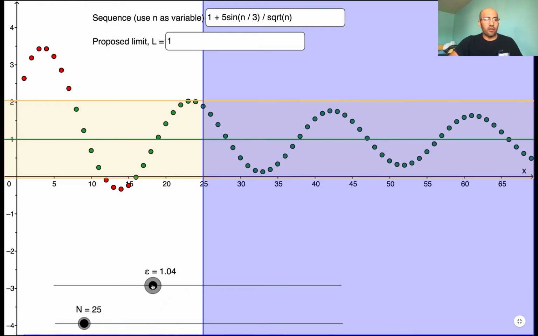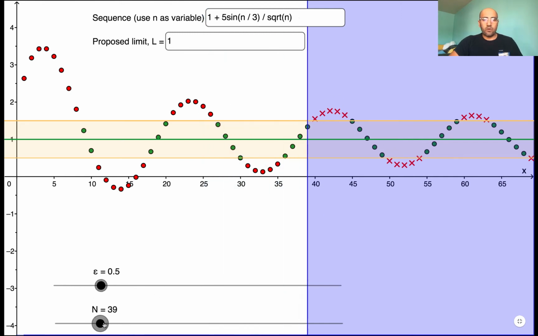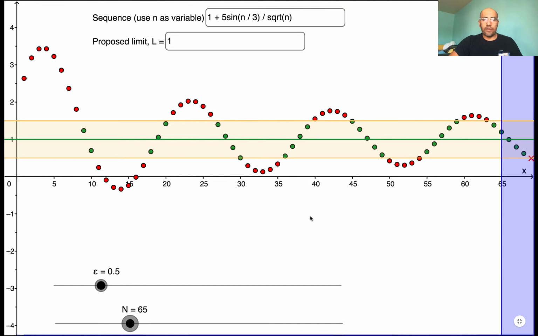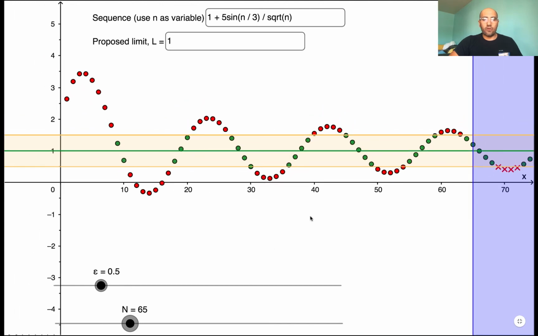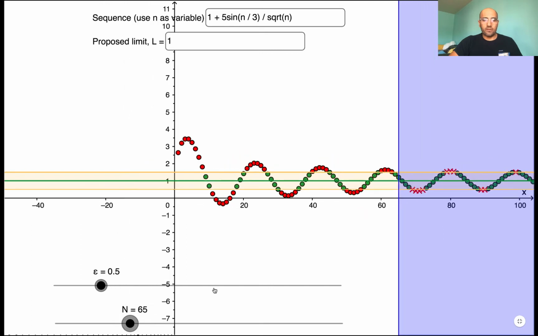Right? Okay, well, somebody says, okay, 1 is not enough. Let's make it even smaller. Let's make epsilon equal to 0.5. Okay, so now n equals 25 doesn't cut it. It no longer cuts it, right? These all fail to be inside that band, and then I have a few that do work, but then some that don't work, and some that do work, and some that don't work. So I have to keep going until I get to a point where all of them are going to work.